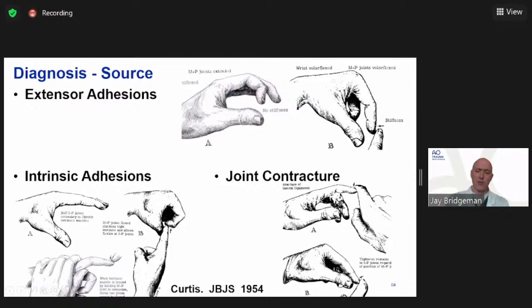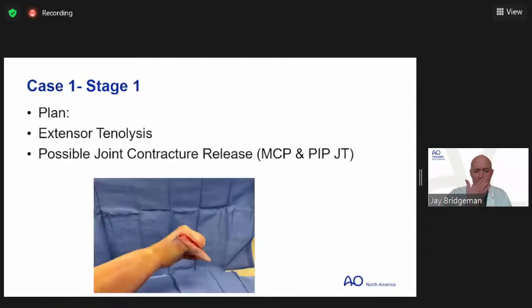And then lastly, the third figure in that paper, in Curtis's paper, was just, it doesn't matter whether the wrist is extended, MCP is extended, MCP is flexed. It doesn't matter. The PIP and the DIP joint are stiff in both relative positions, comparative positions. And so that would indicate a joint contracture. So all of those concepts can help you come to a better understanding.